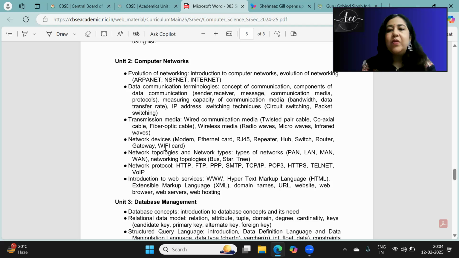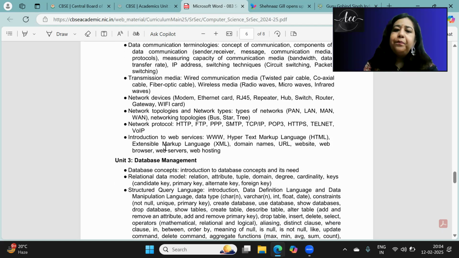For the rest of the 5 marks, you have to study all this because that's theory. And out of that also, for 1 mark, you will get abbreviations where you have to write the full form. And for the other 4 marks, you can get some other questions. So easy to score, right?